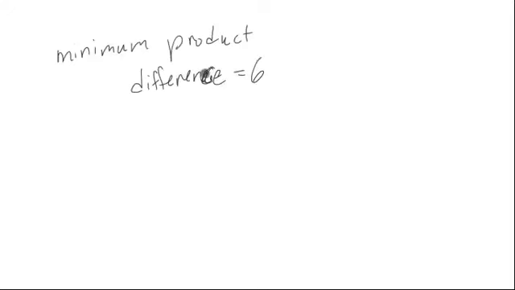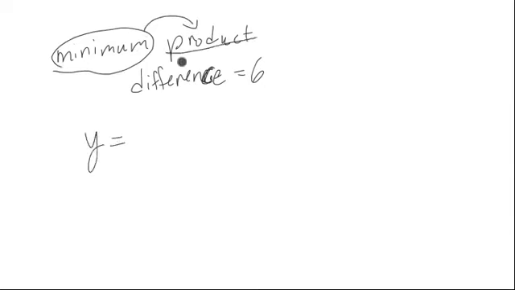So let's see, how do we do that? Well, we go right to the word minimum. And we notice what it modifies, product. That means the y value is going to be a product of two numbers. Well, we need two numbers in order to write down something for that. So let's come up with names for them.